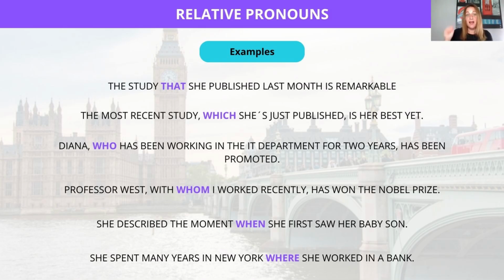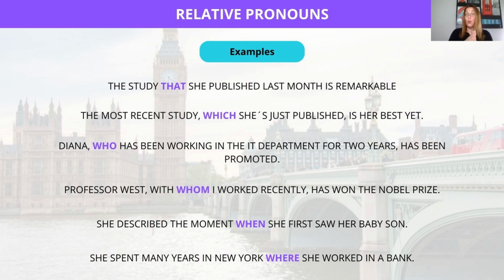Yeah. Last one. She spent many years in New York where she worked in a bank. Oh my God, what happened with this word? where she worked, W-O-R-K-E-D. She spent many years in New York where she worked in a bank. Question for you, which is the main sentence? Think about it. You have it? Yes? The main sentence is she spent many years in New York, right?